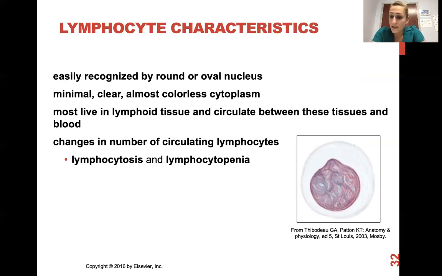They mostly live in lymph tissue and circulate between the tissues and the blood. So this one goes from tissue to blood. The other ones tend to go to tissue and they stay there. Changes in number of circulating lymphocytes, the proper terms would be lymphocytosis for an increase and lymphocytopenia for a decrease.